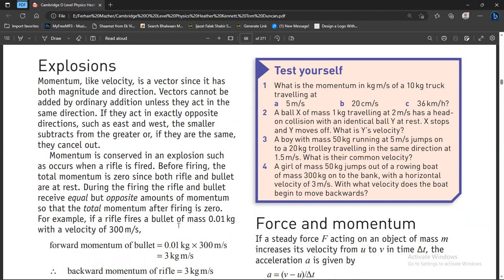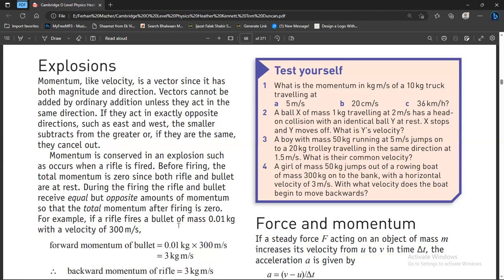Here, the only problem is that the velocity first must be converted into meter per second, and then you can calculate the momentum. A ball X of mass 1 kg traveling at 2 meter per second has a head-on collision with an identical ball Y at rest. X stops and Y moves off. What is Y's velocity? So Y's velocity will be exactly 2 meter per second.